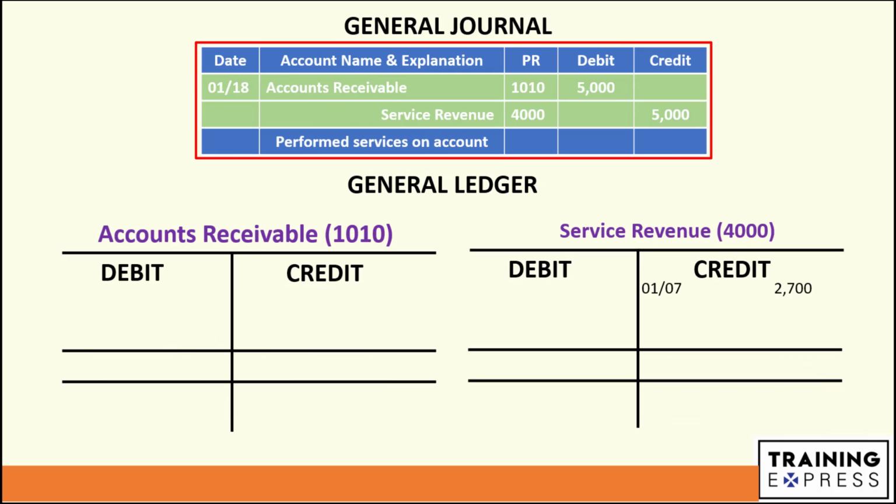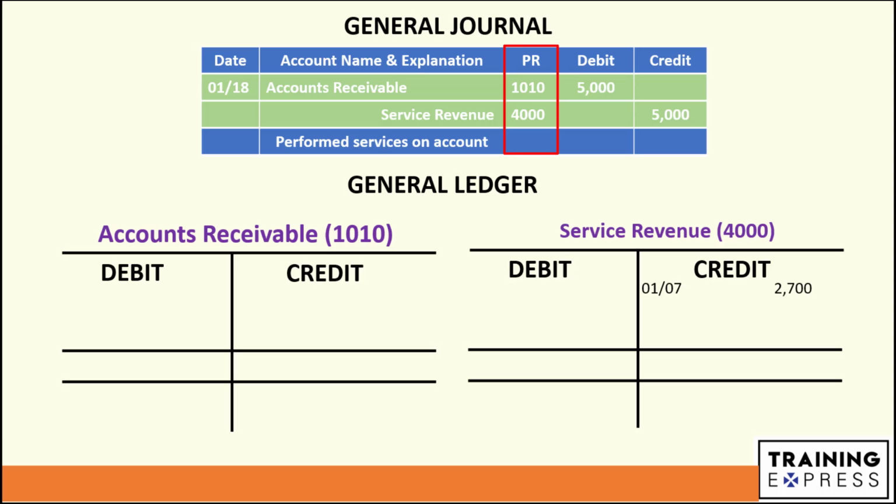Okay, let's look at our next transaction. Look at the journal entry: accounts receivable debit by $5,000 and service revenue credit by $5,000. Look at the PR column. Account number for accounts receivable is 1010 and account number for service revenue is 4000. Let's try to link journal and ledger together.